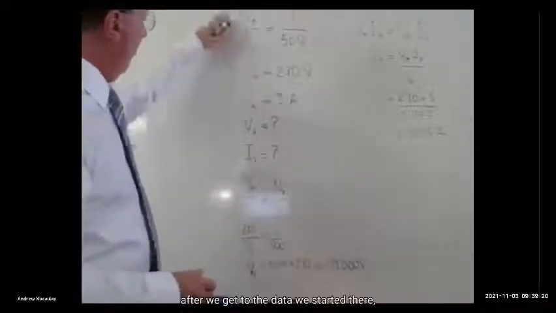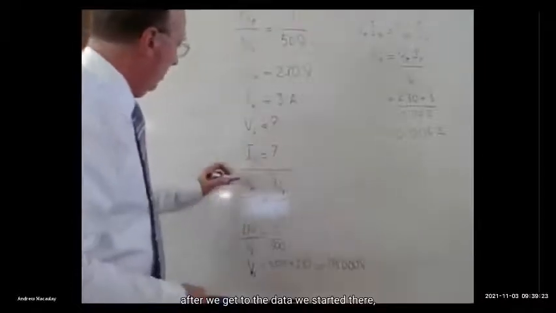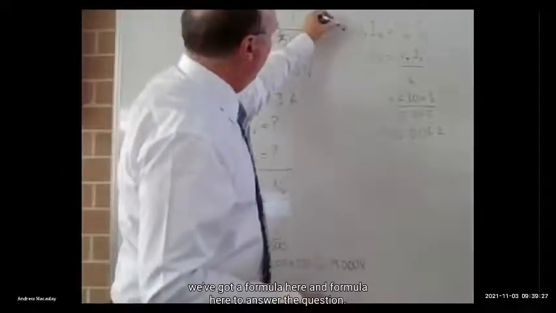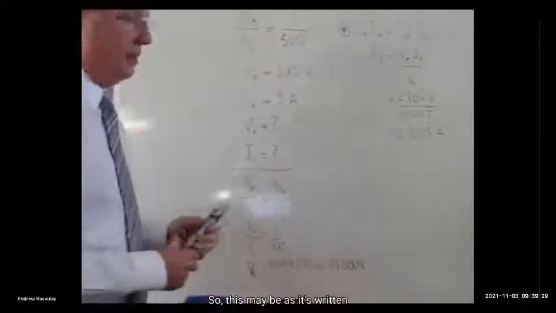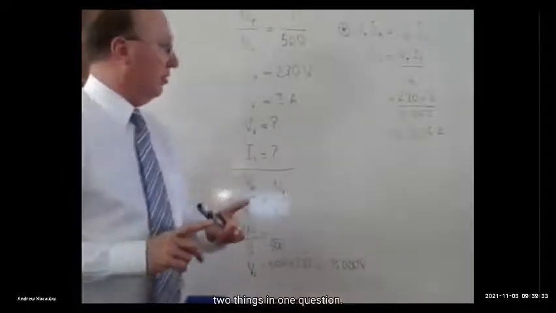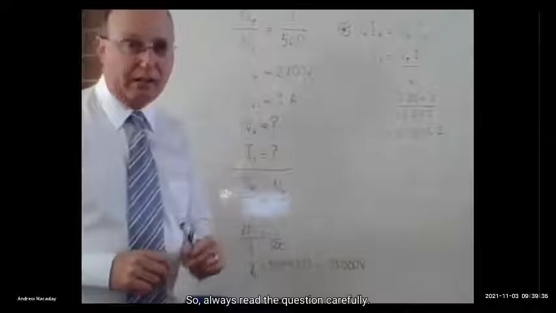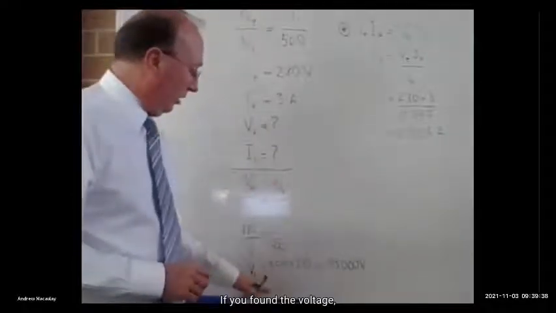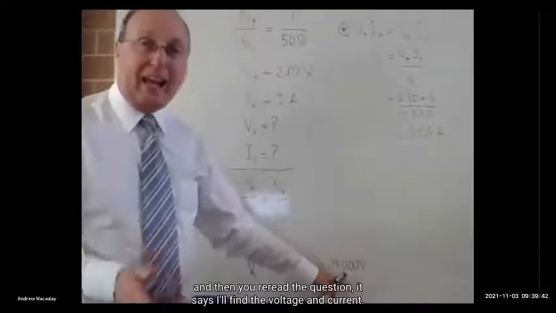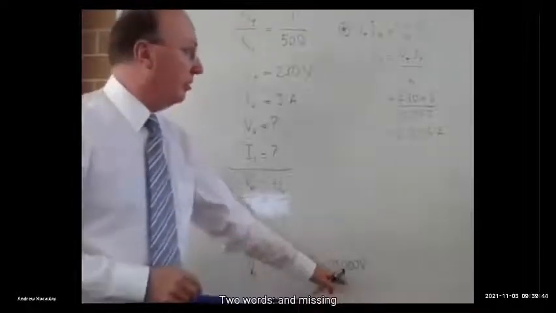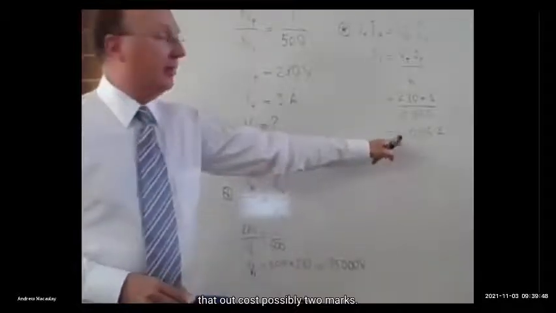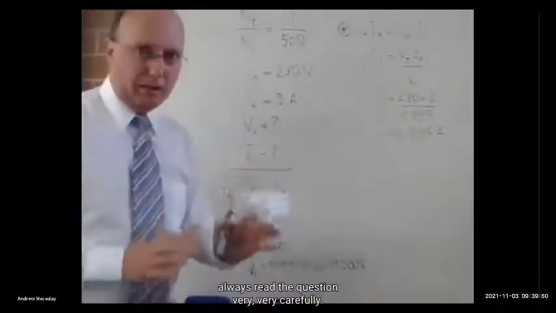After we get to the data, we started there, we've got a formula here and a formula here to answer the question. So as it's written there, this may be 2 things in one question, so always read the question carefully. If you found the voltage and then you reread the question, it says, oh, find the voltage and current. 2 words, and missing that out could cost possibly 2 marks. So always read the question very, very carefully.